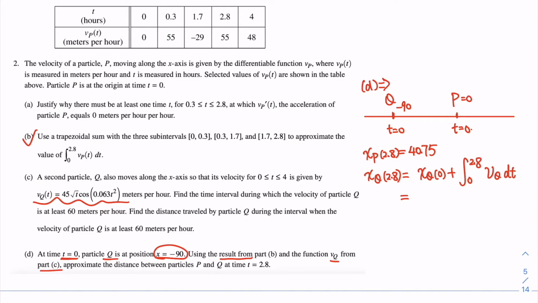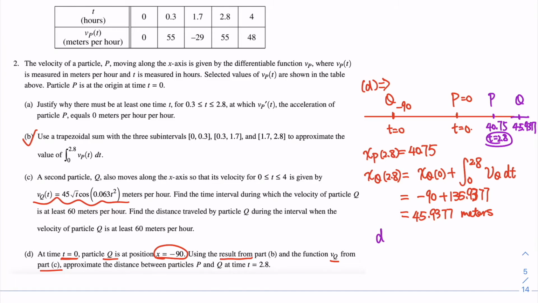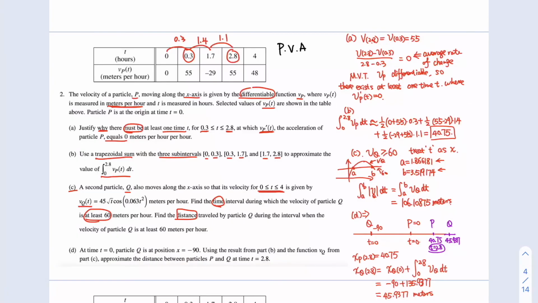Use our graphing calculator. We get 135.9377. The answer will be 45.9377 meters. So at t equals 2.8, 40.75, that's P. And Q at t equals 2.8 is 45.9377. So the distance between them will be 45.9377 minus 40.75, which gives us 5.1877 meters. These are all the solutions for problem 2.